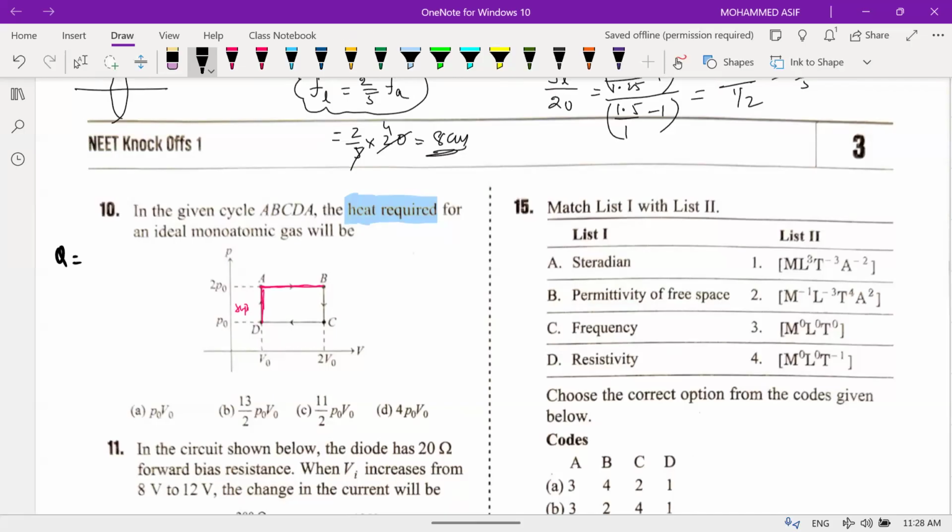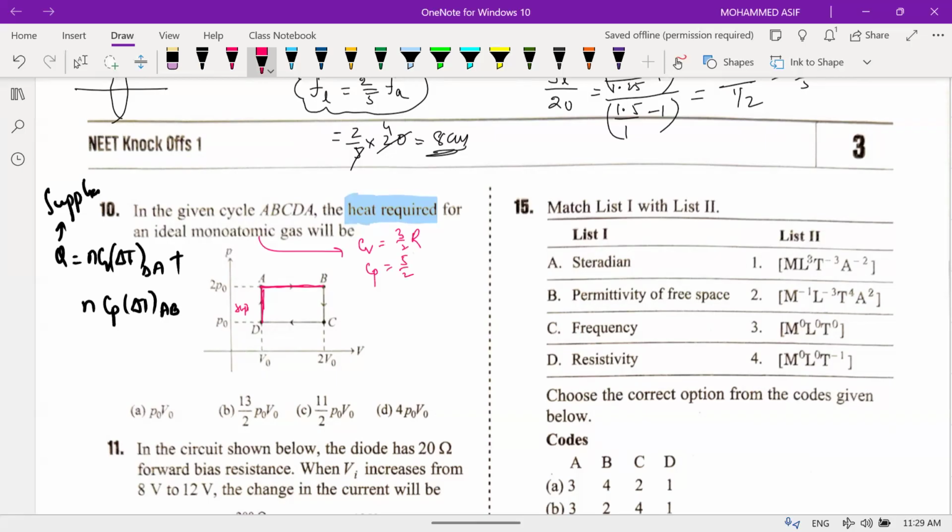Q is equal to n Cv delta T for the process D to A, plus n Cp delta T for A to B, where pressure remains constant. In these two processes heat is supplied, or heat required, you can say. As it is a monoatomic gas, for an ideal monoatomic gas what is the value of Cv? Cv will be equal to 3 by 2 R. Cp will be equal to 5 by 2 R.